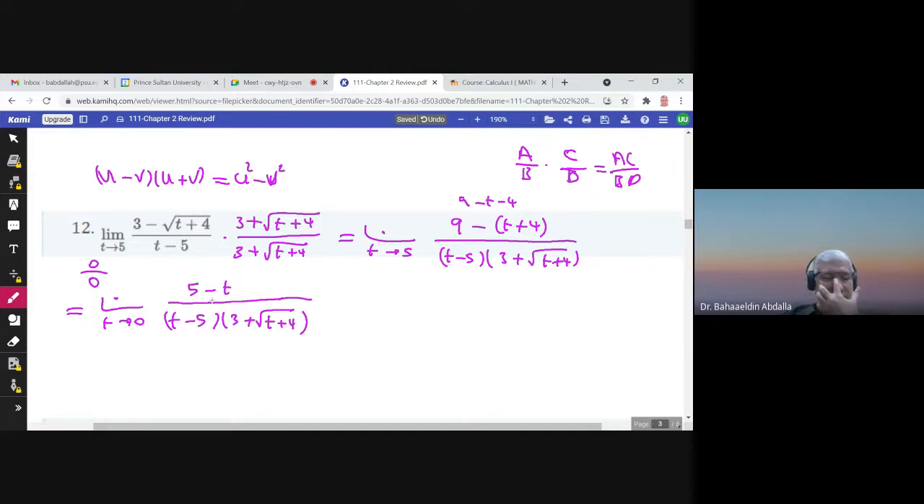Well, 5 minus t and t minus 5 are the same, except with a negative 1. So if you divide them, you get negative 1. So the limit would be negative 1 over this. Now I can replace t by 5. And the answer would be I have negative 1 in the numerator and 3 plus 5 plus 4 is 9, square root of 9 is 3, 3 plus 3 is 6. So that's the limit.